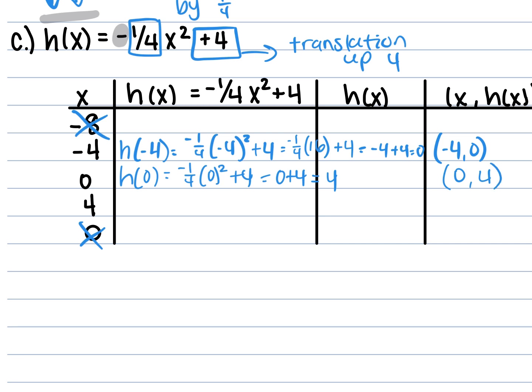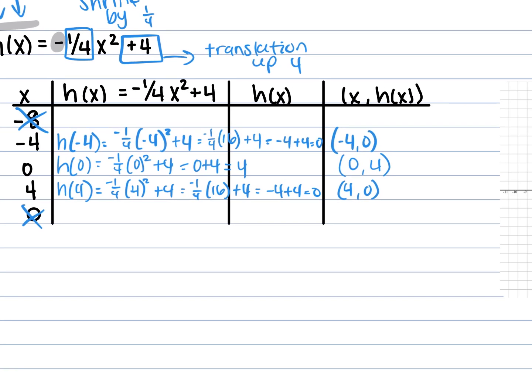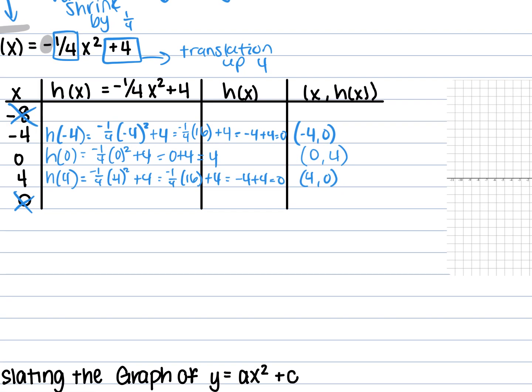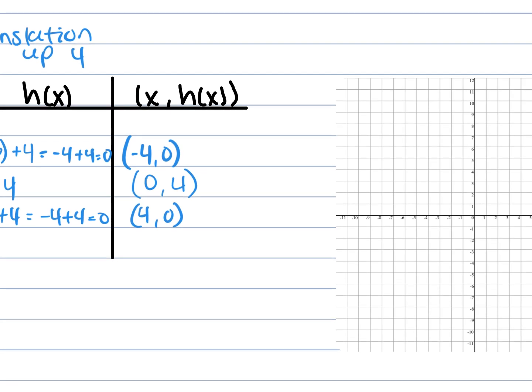And my last point is h of 4. So we're going to plug in 4. We're going to get negative 1/4 of 4 squared plus 4. That's going to be negative 1/4 times 16 plus 4. Still negative 4 plus 4, which gives me 0. So 4 comma 0 is my last point. Let's go ahead and plot these. Negative 4 comma 0, 0 comma 4, and 4 comma 0.